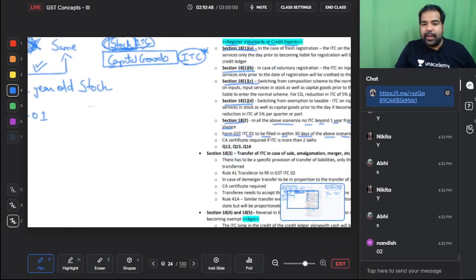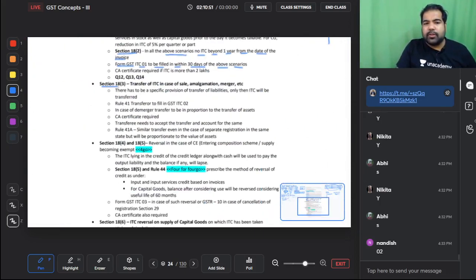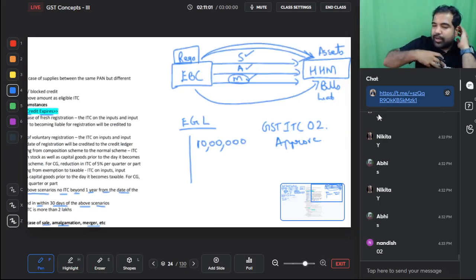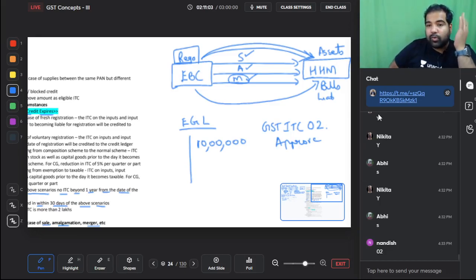This is section 18.3. Transfer of ITC in case of sale, amalgamation, merger. Just one more thing. In case of merger, how much ITC will go to the next? Guys, merger means not the entire company is being sold, only part of the company. So based on value of assets, let's say 50% of the assets are being transferred, then 50% of the ITC will get transferred. It will be based on value of assets.